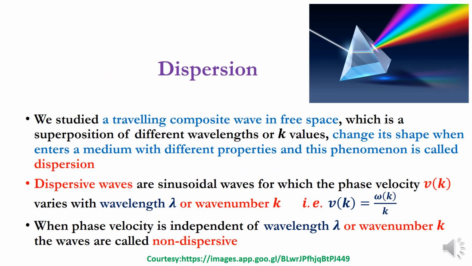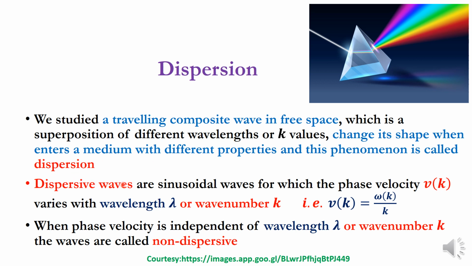So we studied that a traveling composite wave in free space, which is a superposition of different wavelengths or different k values, where k is equal to 2 pi by lambda, the wave number, changes its shape when it enters a medium with different properties, and this phenomenon is called dispersion.